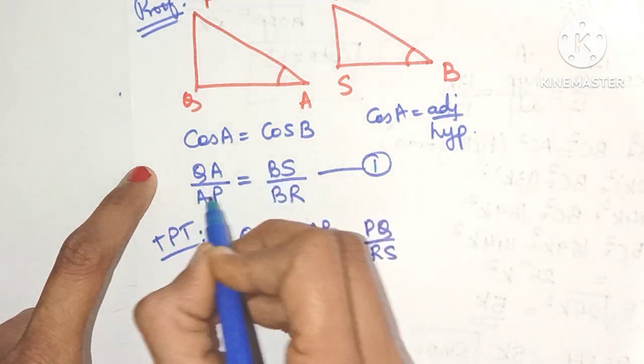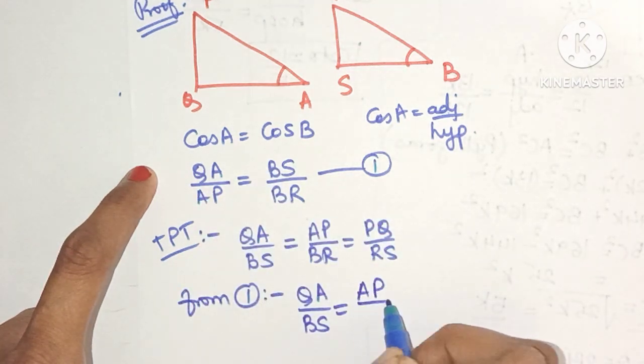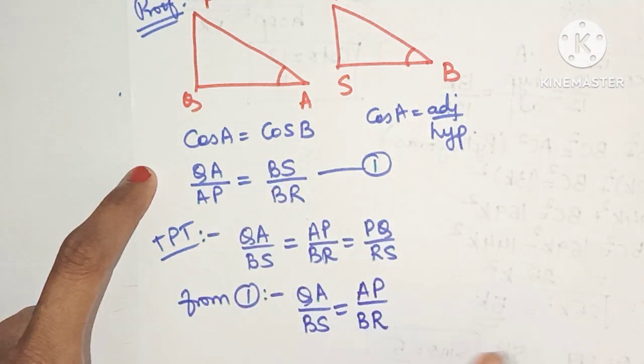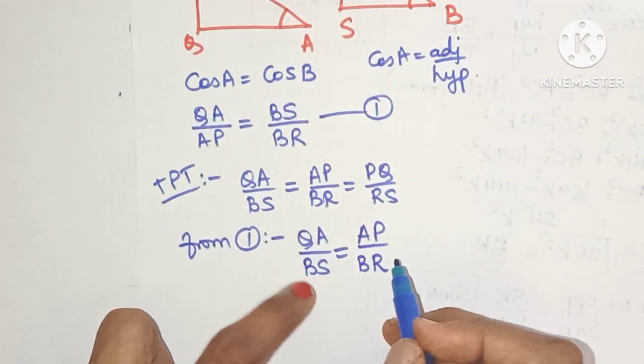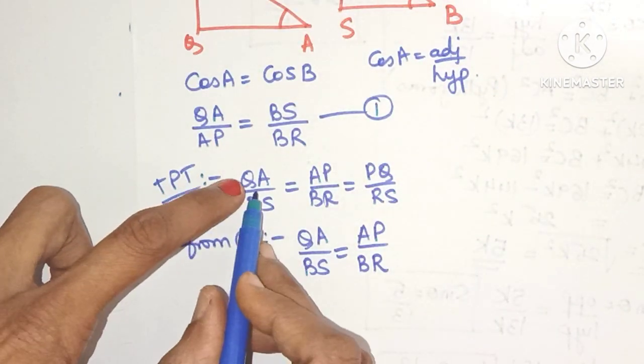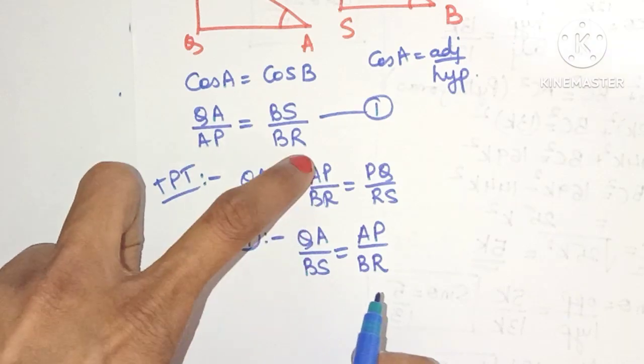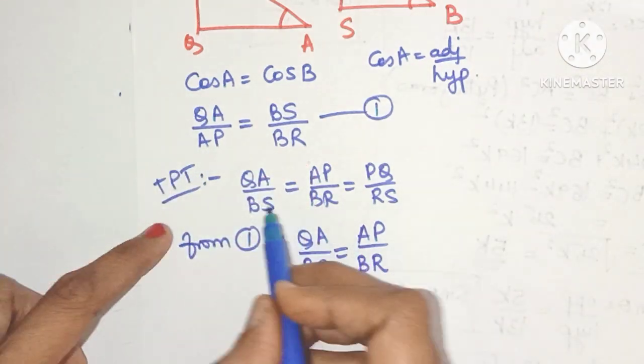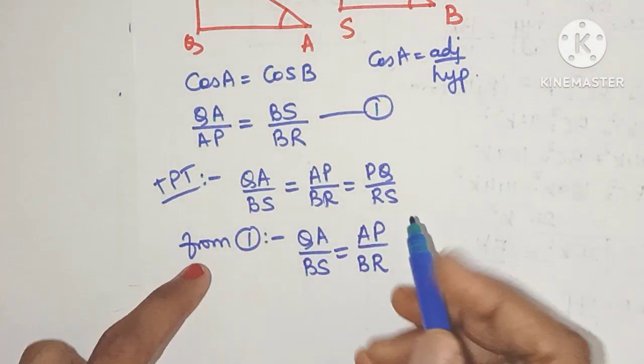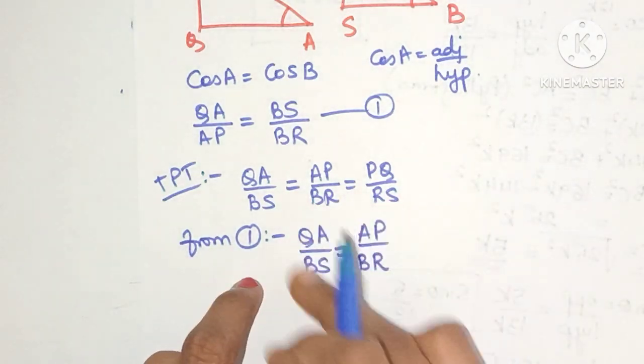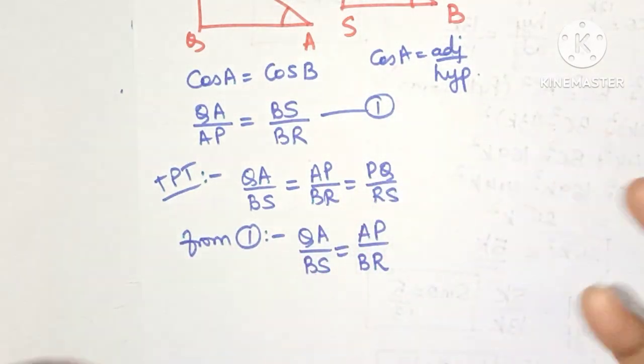And this AP, I'll bring it up. Okay, that's it. Slight trick I'm using to get the answer. So this is what we have. See, if you observe QA, BS, AP and BR, so actually we have got half of the proof done. We just have to show that this whole thing is equal to PQ by RS also.